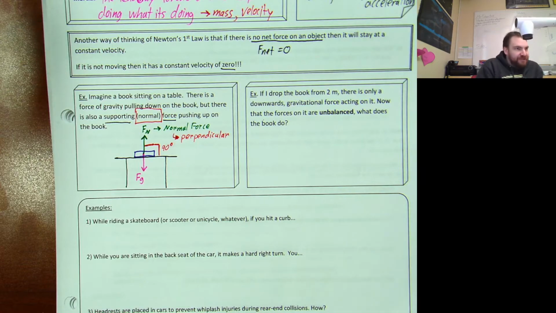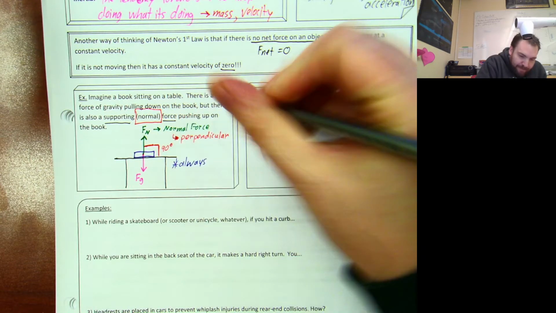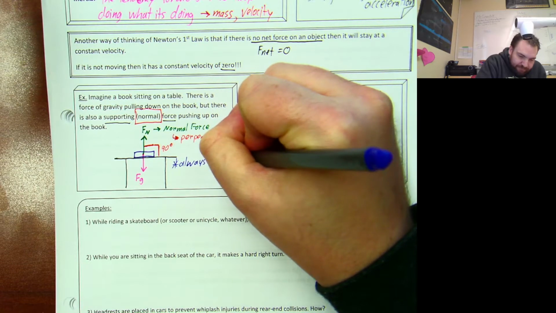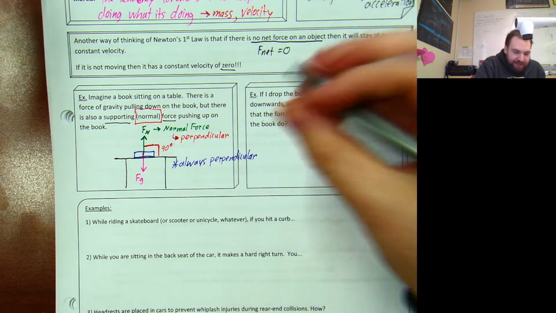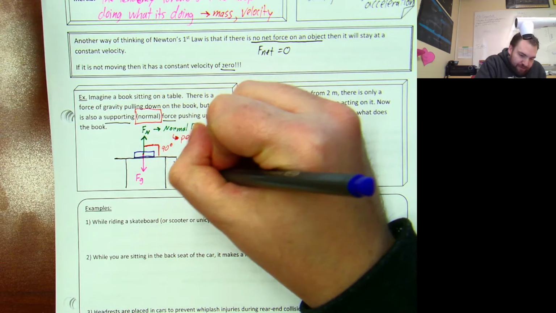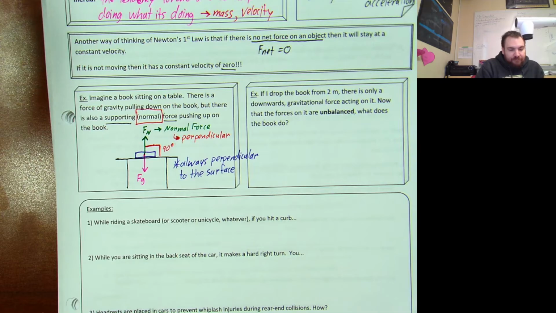So a normal force is always perpendicular to the surface. Running out of space, so I'm just going to float over there. Always. And gravity always acts which way? Straight down.